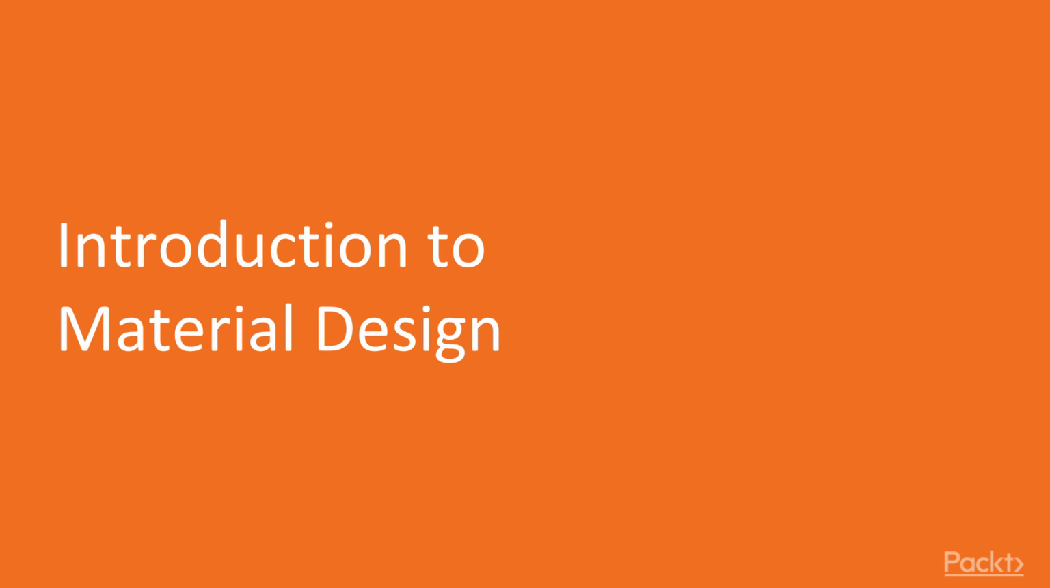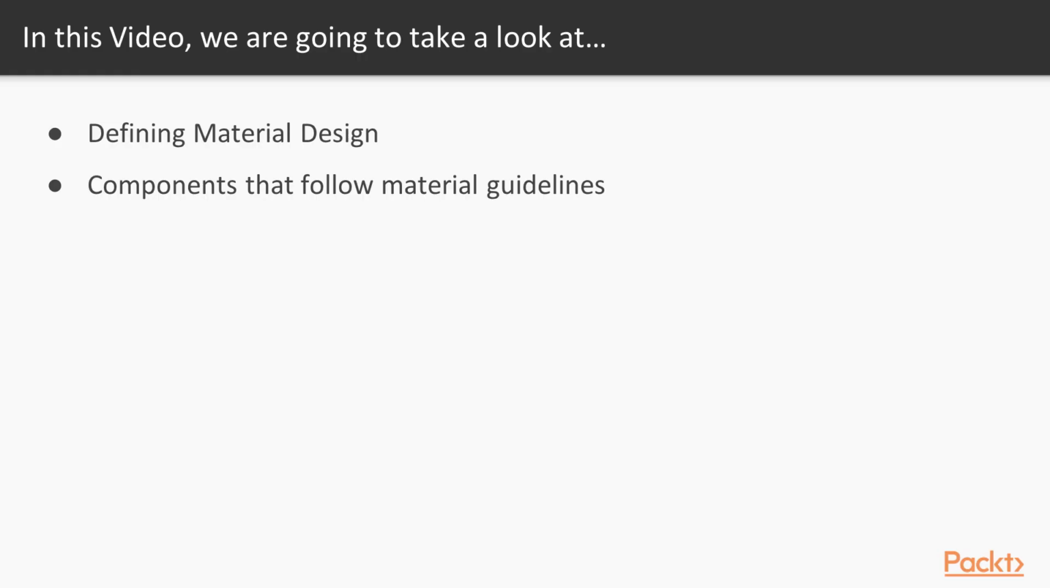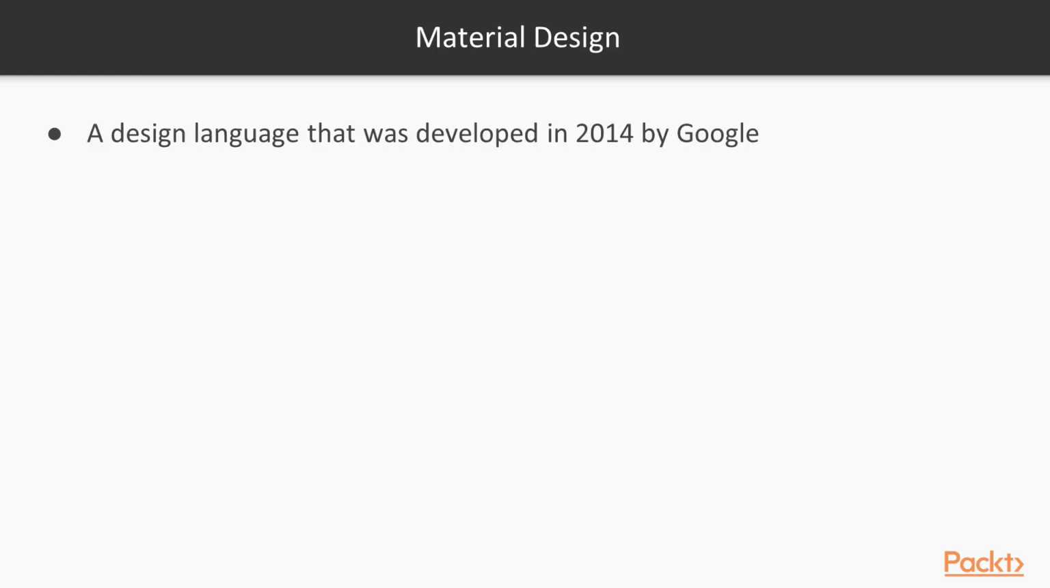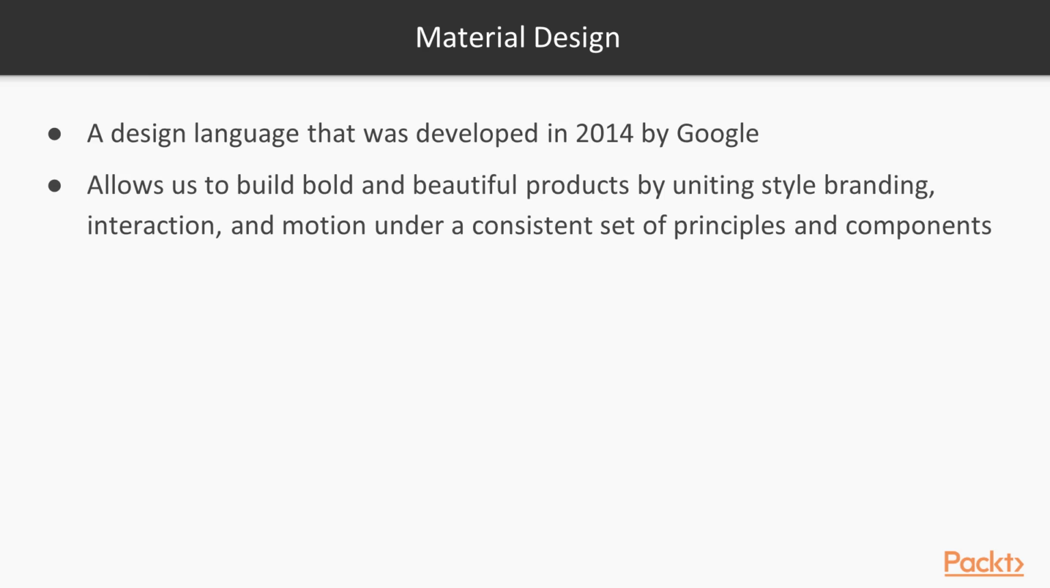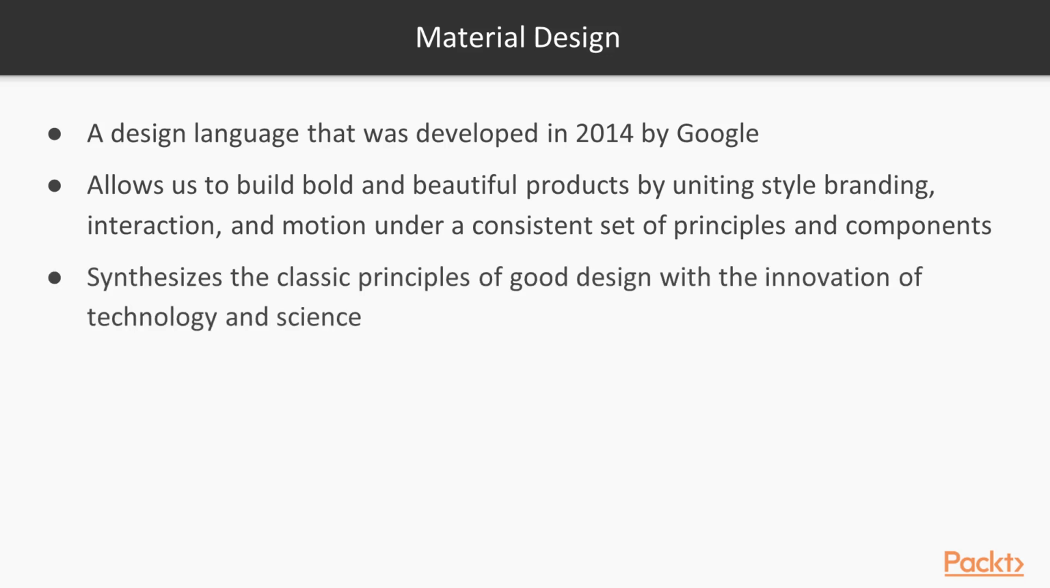Introduction to Material Design. In this video, we're going to define material design and look at the components that follow material guidelines. Material design is a design language that was developed in 2014 by Google. It allows us to build bold, beautiful products by uniting style, branding, interaction, and motion under a consistent set of principles and components. It synthesizes the classic principles of good design with the innovation of technology and science.